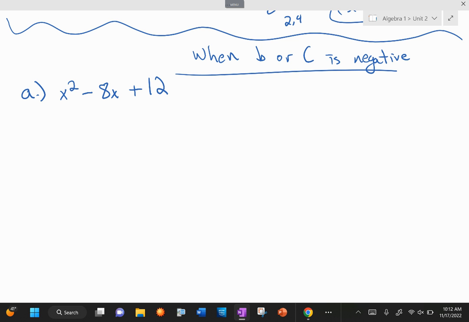Okay, so now we have x squared minus 8x plus 12. Malcolm, which one of these is B? Yes, so technically, now that the signs have changed, it's a negative 8 is B. Okay, so make sure that we keep that sign with it. That's a slight change from the previous ones. Ollie, which one is C?